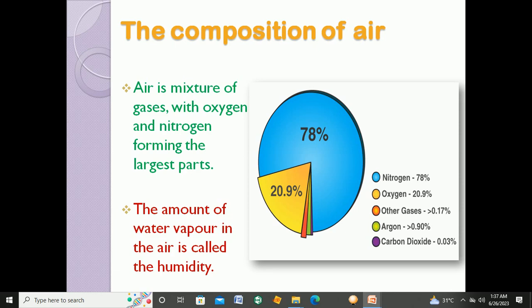The largest component of the atmosphere is nitrogen with 78%. The second most abundant is oxygen with 21%. 20.9% is equal to 21%. Argon with 0.9%. Carbon dioxide with 0.03%. Along with these, there is also a minute percentage of water vapor present in the air. And that amount of water vapor in the air is called humidity.